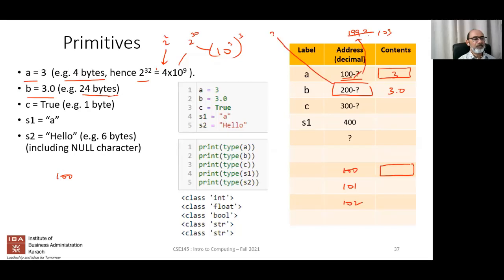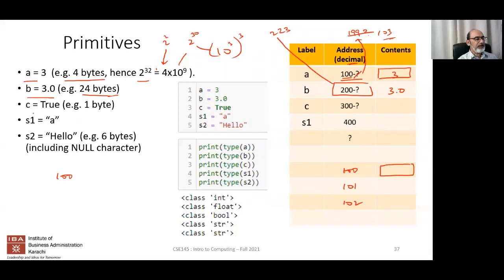This is all in decimal, so don't worry about hexadecimal. If it's 24 bytes long, it's going to go from 200 till 223 actually, because it's starting from 200. Okay, it's going to go up to 223. Similarly, this went up to 103, not 104, because it's starting at 0.